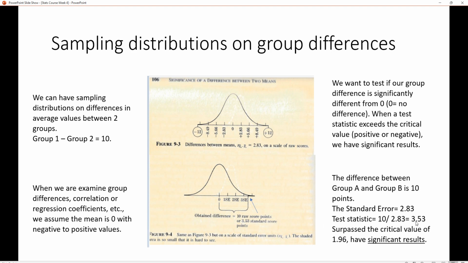So a test statistic of 3.53 would take us to right about where this blue arrow is pointing. And that would be how rare that value is. And when we convert that to a p-value, it'd be less than 0.05.